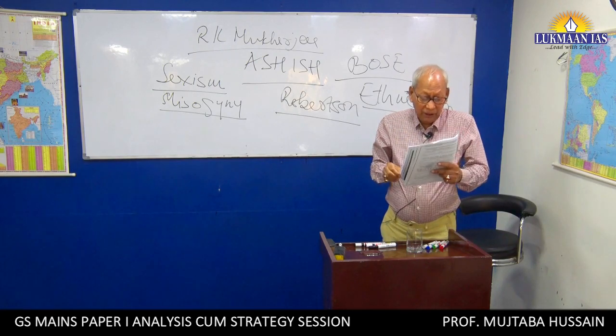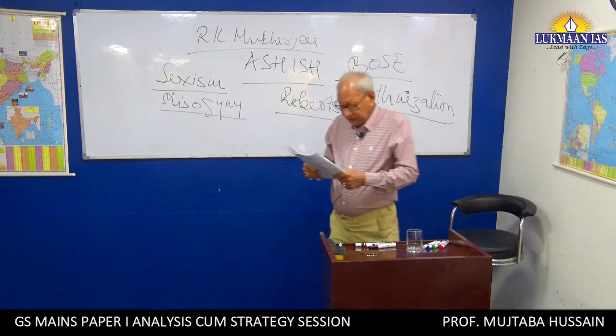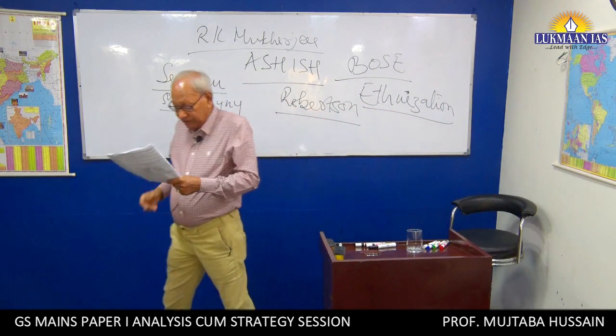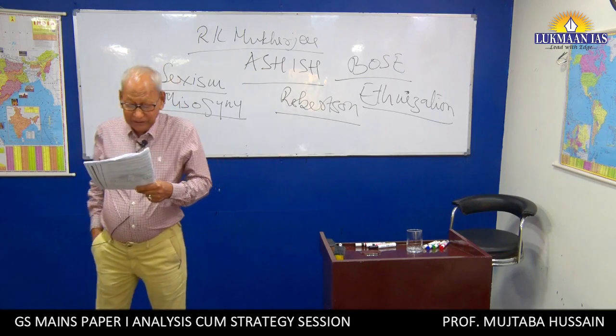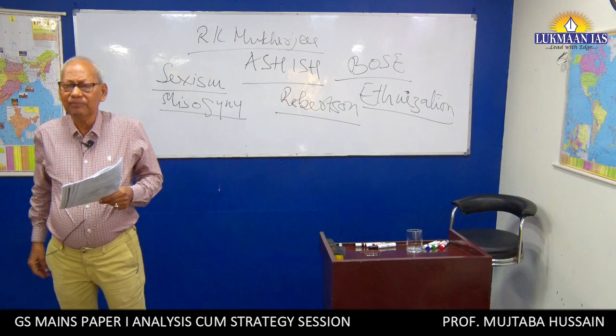Now, this question number, what is it? 12. Assess the role of British imperial power in complicating the process of transfer of power during the 1940s.